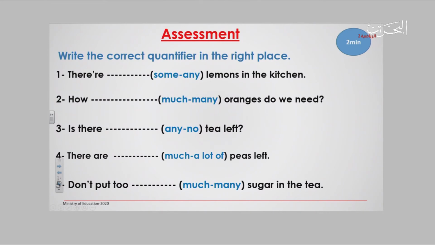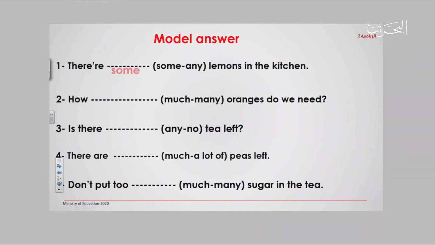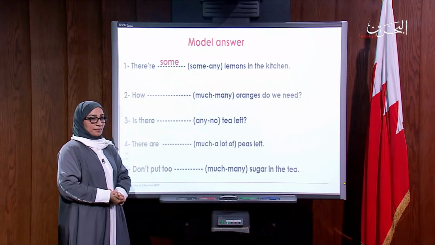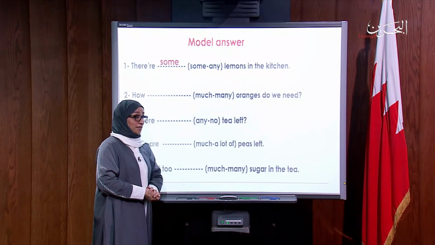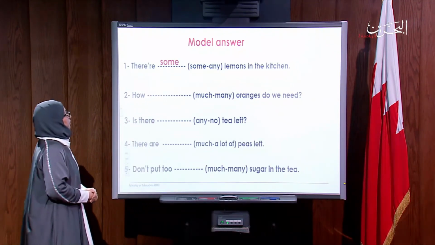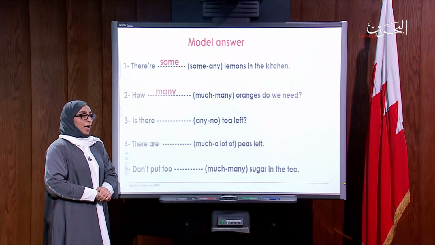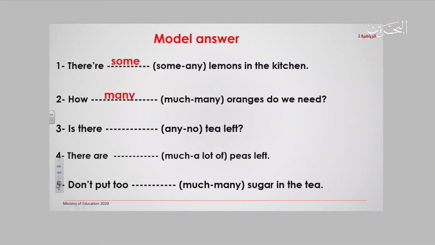Now, let's check the answer. There are some lemons in the kitchen. Why I cannot use any here? Because the sentence is not negative. Number 2. How many oranges do we need? Why not much? Because oranges are countable. Excellent. Let's go to number 3.